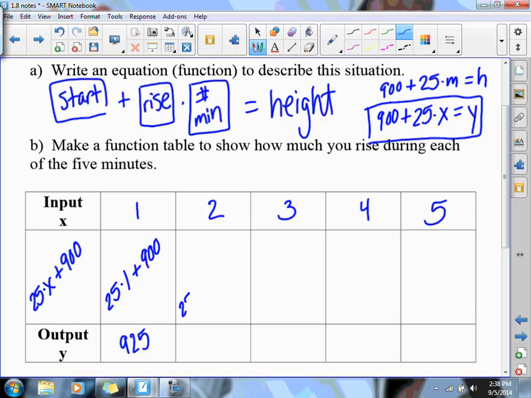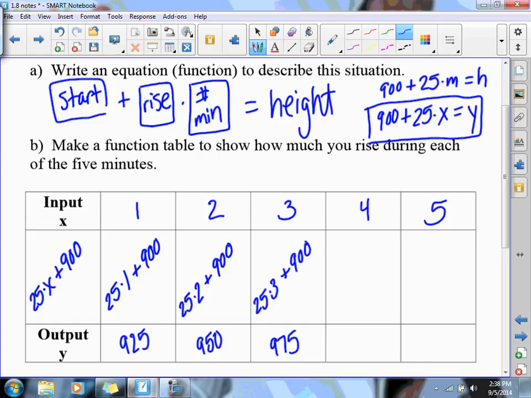And then we'll do 25 times 2. I'm going to substitute that in. So this is like the work column that we did in the previous table. So 25 times 2 is 50, plus 900 is 950. Then I have 25 times 3. That's going to be 75. So that'll be 975 for my total.